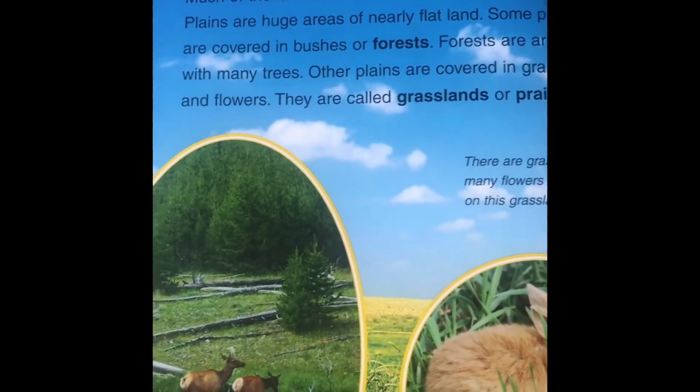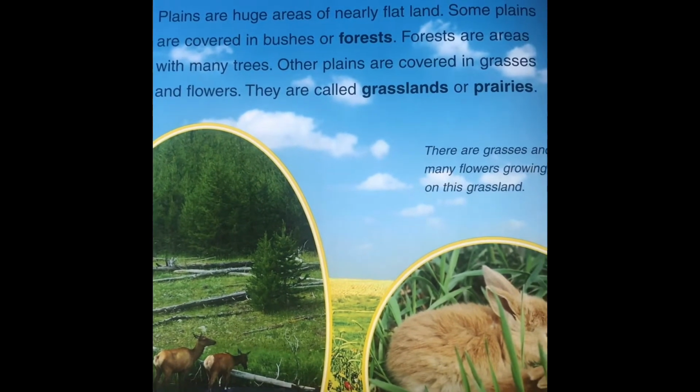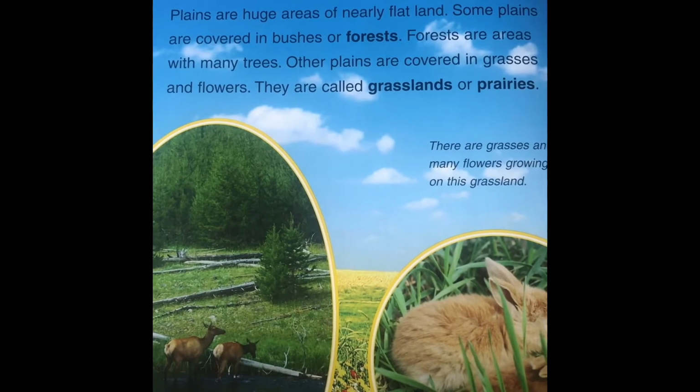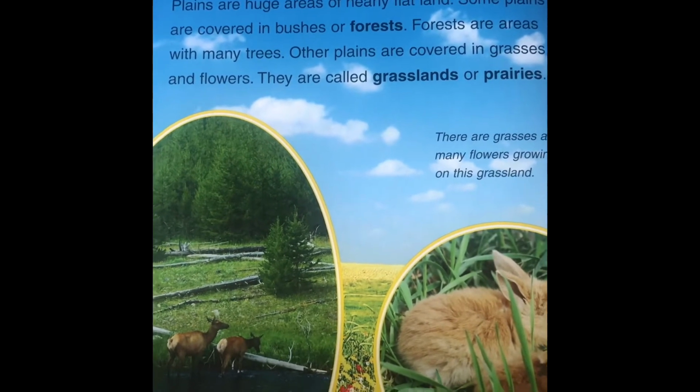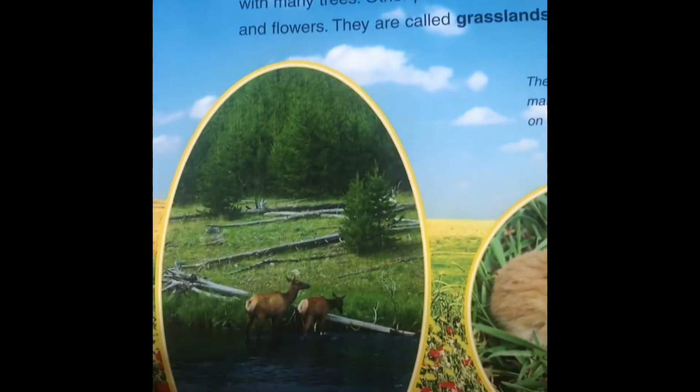Wide, flat plains. Much of the land on Earth is made up of plains. Plains are huge areas of nearly flat land. Some plains are covered in bushes or forest. Forests are areas with many trees. Other plains are covered in grasses and flowers. They are called grasslands or prairies.